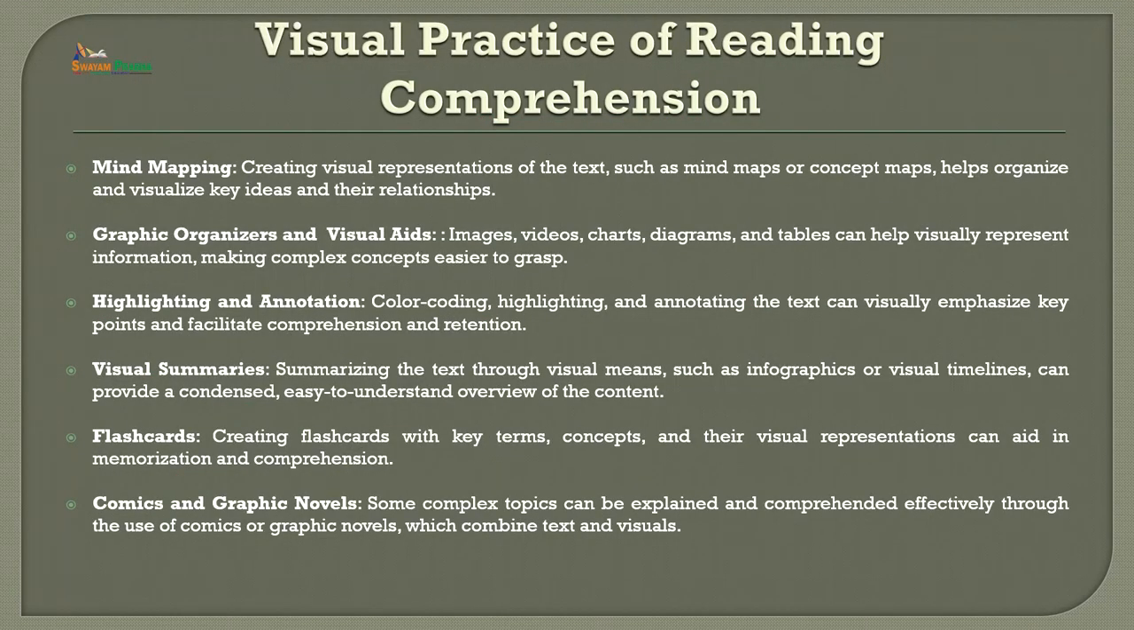Second is visual practice of reading comprehension. How are you going to hone your skills of looking at the text? Mind mapping is important in that condition. Create visual representations of the text, such as mind maps and concept maps, which help organize the key ideas and their relationships. That means you must have the legal terminologies in your mind. You must prepare your mind that you are going to talk about contract law or any case law, so you must have the idea related to it. Second, you must have graphic organizers or visual aids related to it.